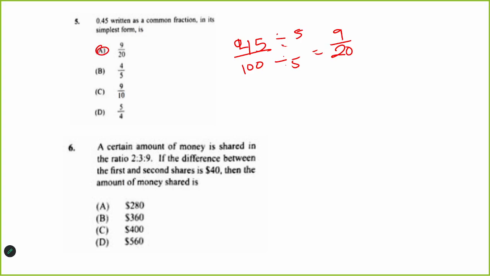This one is a certain amount of money shared in a ratio 2 to 3 to 9. The difference between the first and second share is 40. We know this is first, this is second, this is third. The difference between 3 and 2 is 1 part. So we know 1 part is equal to 40.